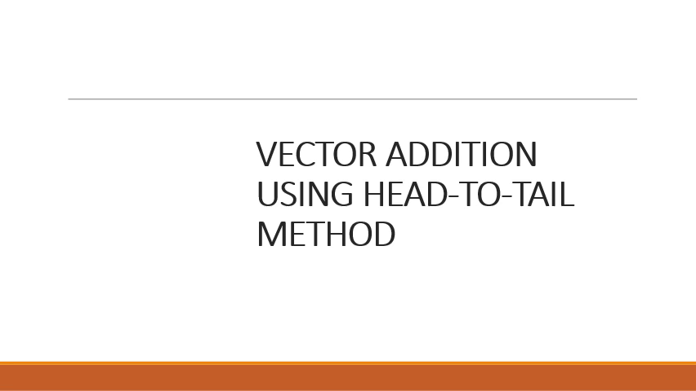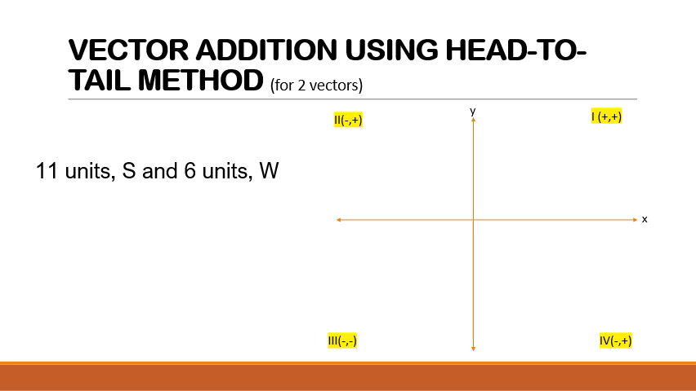How about if we are going to graphically add vectors? We have many methods, but I will be emphasizing in this video the head to tail method. So here's the first example for two vectors, 11 units south and 6 units west.